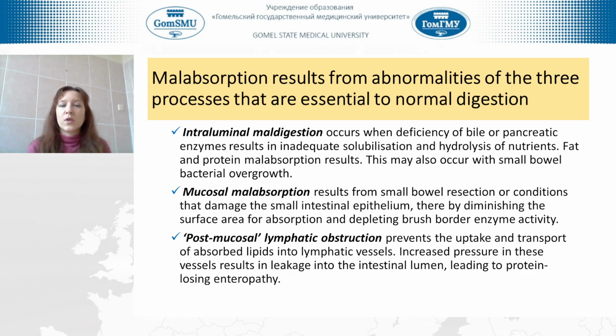Mucosal malabsorption results from small bowel resection or conditions that damage the small intestinal epithelium, thereby reducing the surface area for absorption and brush border enzyme activity. Postmucosal lymphatic obstruction prevents the uptake and transport of absorbed lipids into lymphatic vessels. Increased pressure in the vessels results in leakage into the intestinal lumen, leading to protein-losing enteropathy.